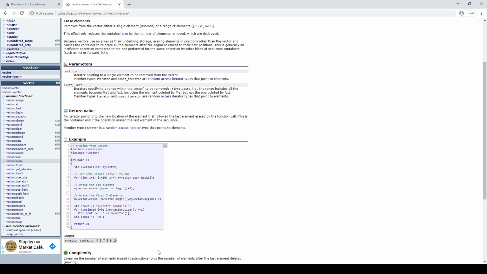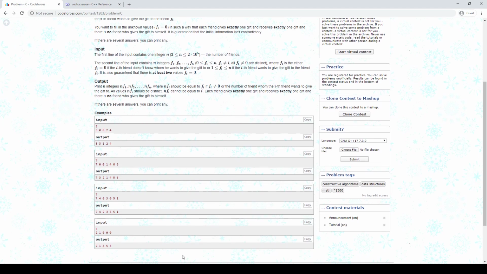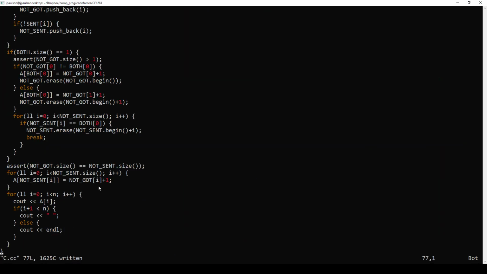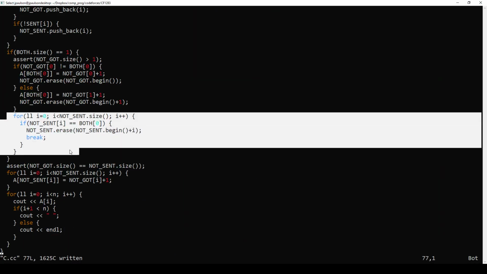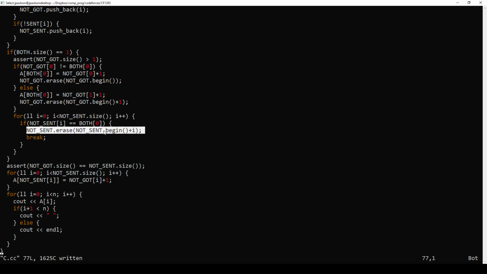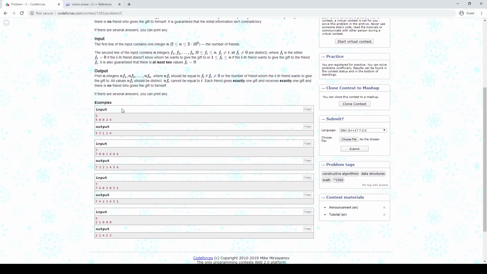Okay, 5, 3, 1, 2, 4 was the correct answer. So the bug I just fixed is that I was trying to erase both 0 from not sent, which doesn't make any sense. You should erase something in not sent from not sent. So I need to find both 0 in not sent and then erase that. So this whole thing is a huge mess, but I believe it's correct now.